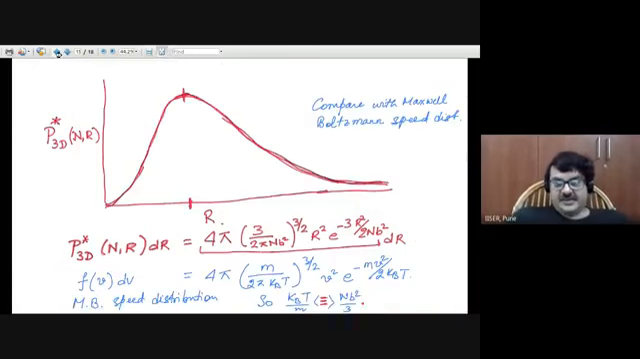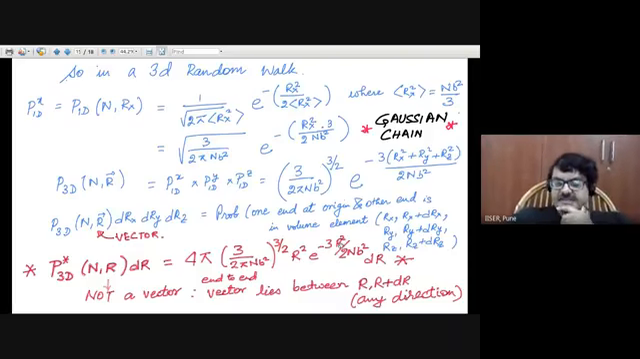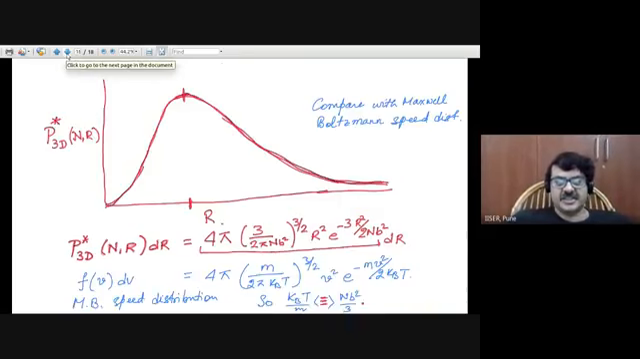Now, what is this function? This is r square into e to the power r square. You have seen such a function in variance, and you have seen such a function in the Maxwell-Boltzmann distribution, right? What is the probability that the speed is between v and v plus dv? And there again, it was a Gaussian.